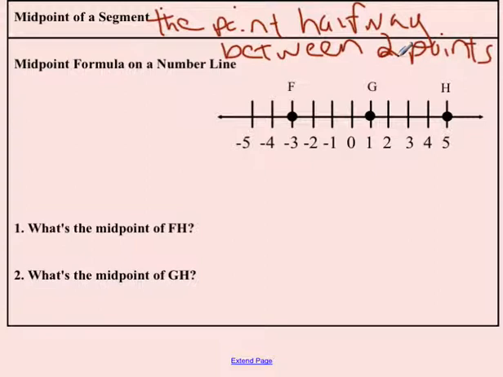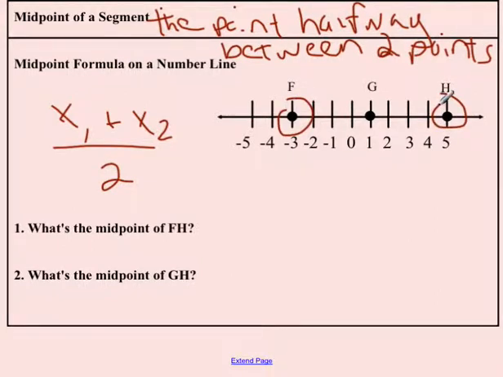So let's take a look at the midpoint formula on the number line. To find the midpoint on the number line, you're going to take the two numbers that you have, x1 and say x2, then add them and divide by 2. So let's take a look, and we want to find the midpoint of F and H. So here's F and here's H. So we have -3 and we have 5. We're going to add those two together and divide them by 2.